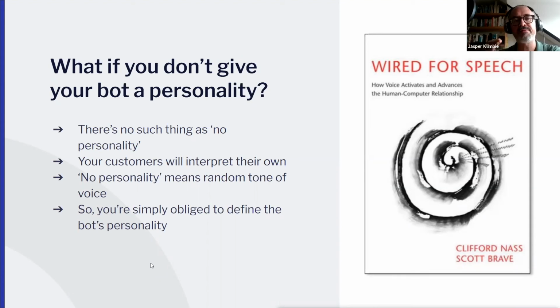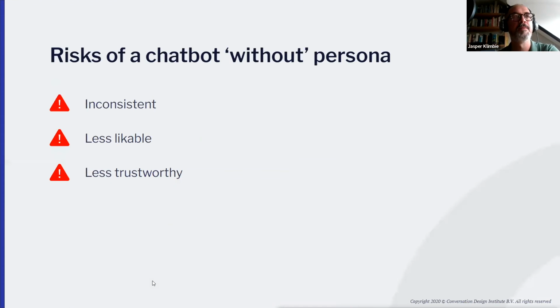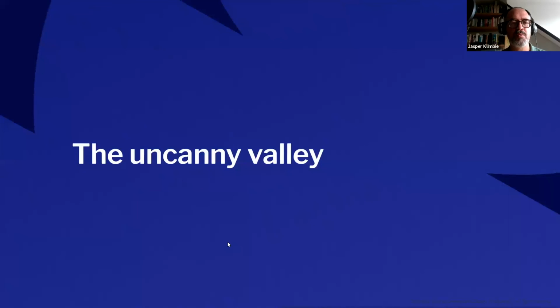So you just have to go through the steps of creating at least a minimal persona and some minimal rules of how that persona translates into the copy and into the design. A chatbot that has not been given any persona will always be more inconsistent. Inconsistency will lead to it being less likable and less trustworthy. So even if you have to do it just with your team and hardly ever talk to stakeholders about designing a persona, you have to really do it to make a chatbot successful.